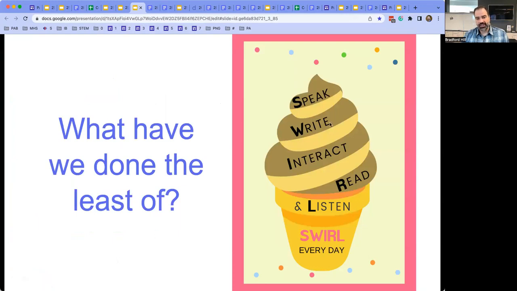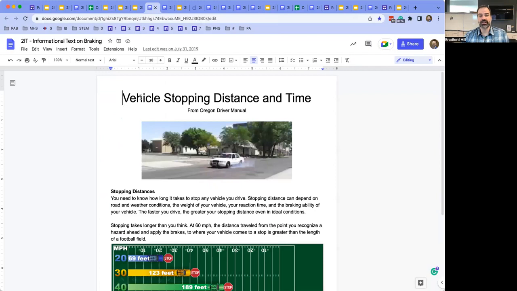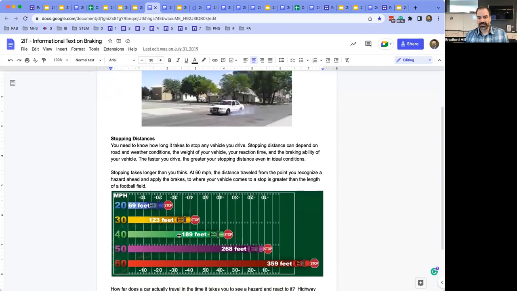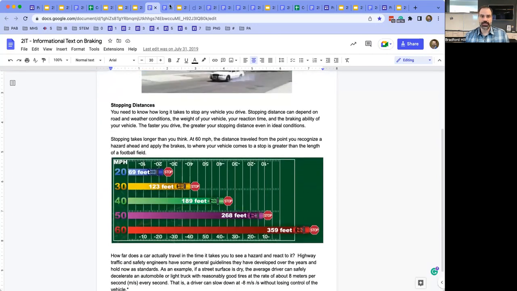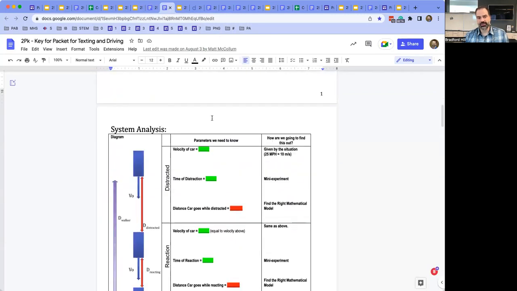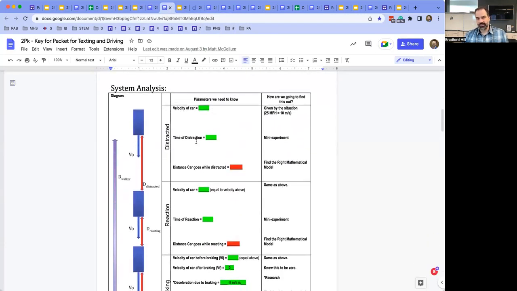All right, so then in our storyline, what haven't we done yet? They've done tons of speaking, writing, interacting, and listening, but they haven't read. And we need to find out how good brakes are. So right from the Oregon Driver's Manual, again, there's text, there's graphics, and there's some key information they got to get on braking.